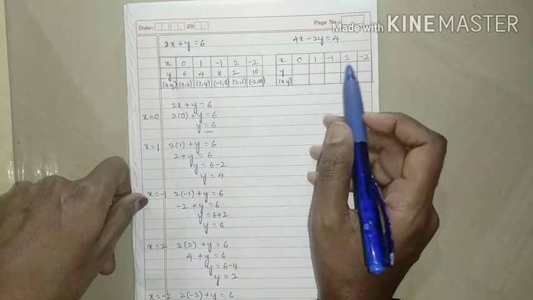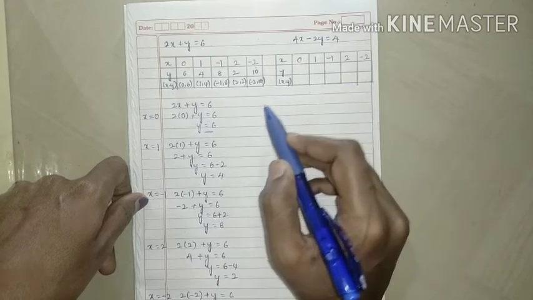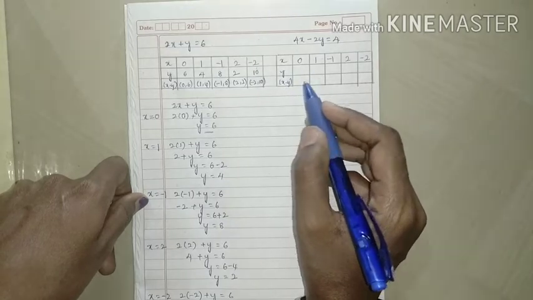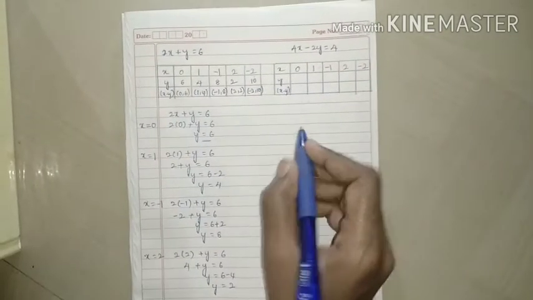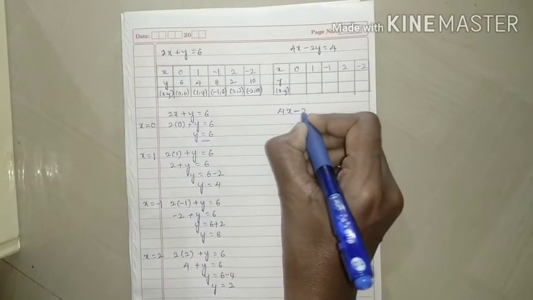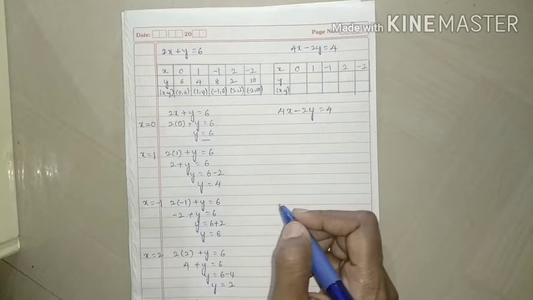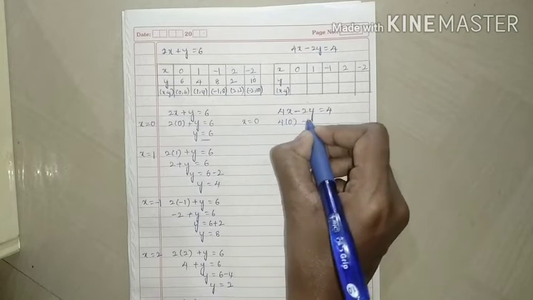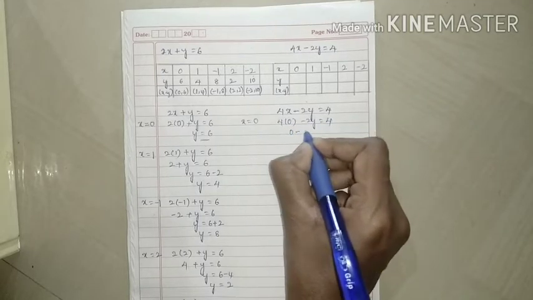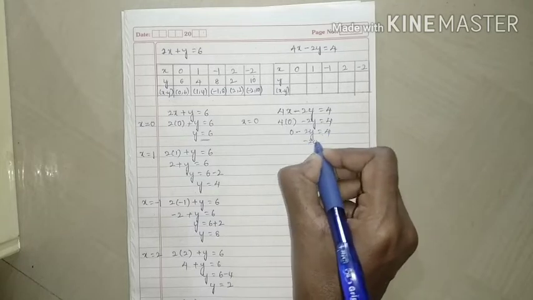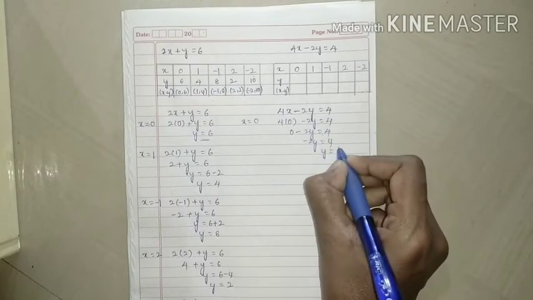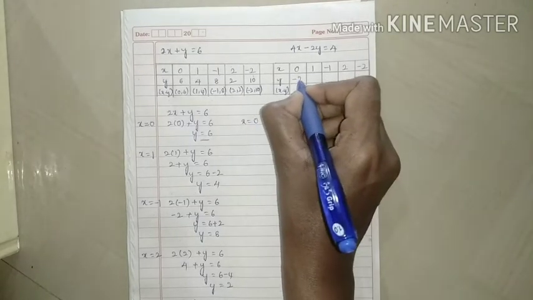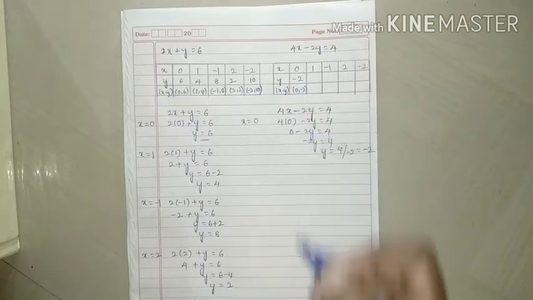Exactly in the same way, we have to solve the second equation. So make a table for the x-axis, y-axis and the point x and y. So here we have the equation 4x minus 2y is equal to 4. In the same way I will give x is equal to 0: 4 into 0 minus 2y is equal to 4, that is minus 2y is equal to 4, y is equal to 4 by minus 2, that is minus 2. So when x is 0, y is minus 2. The point is 0, minus 2.